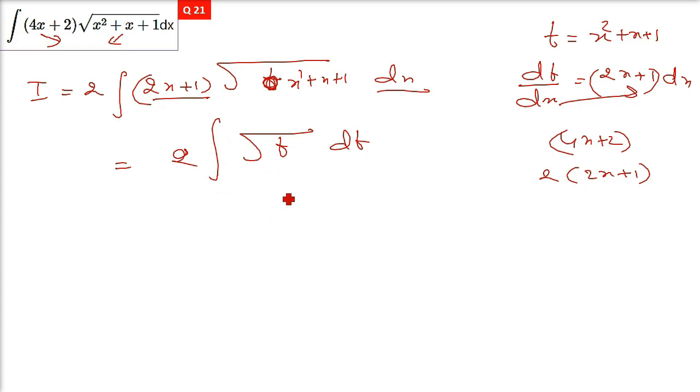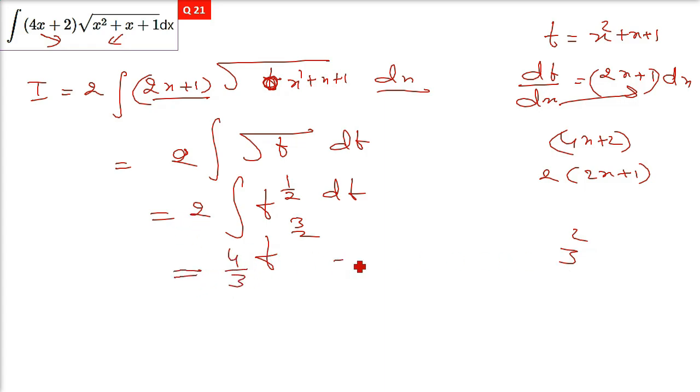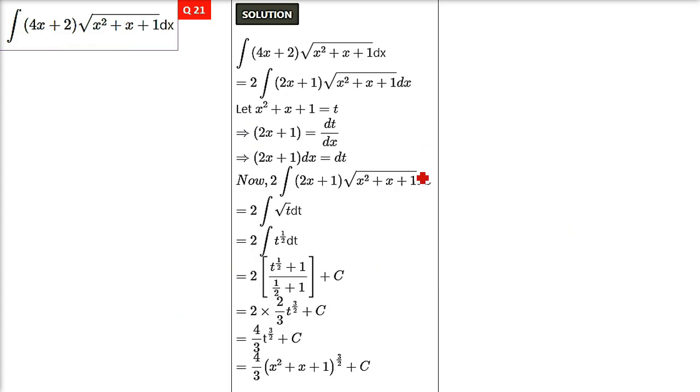The integration of under root t is t to the power half. So you are integrating t raised half, dt here. It will be half plus 1, 3 by 2. 2 by 3, this goes up, it will form 4 by 3. So 4 by 3, t raised 3 by 2 plus constant of integration. And t was originally x square plus x plus 1. So you can just add a constant of integration also with a power of 3 by 2 in the t term which we replaced. So this is how we are going to go about it. The only thing is, if you place x square plus x plus 1, 2x plus 1 will come and 2 has to be taken out.